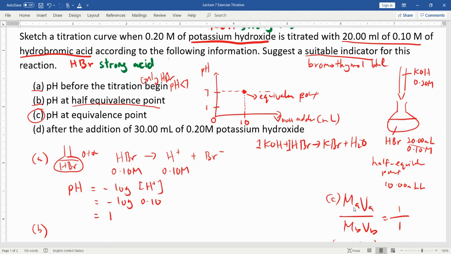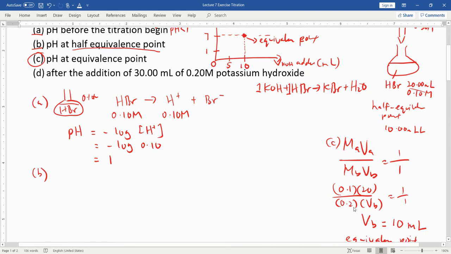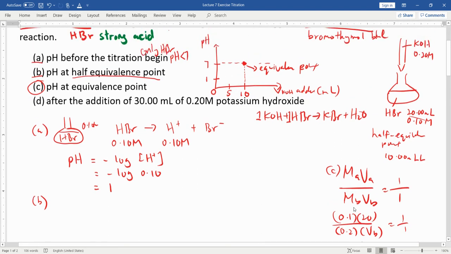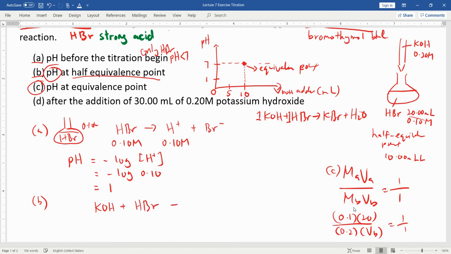So the half equivalence point is easy. Half equivalence point means 5 only. At equivalence point we need to use 10, then at half equivalence point we just need to use 5. So start straight away. But this time it is different. This time we need to find the pH at equivalence point. So how to find the pH at equivalence point? I will rewrite again the equation.